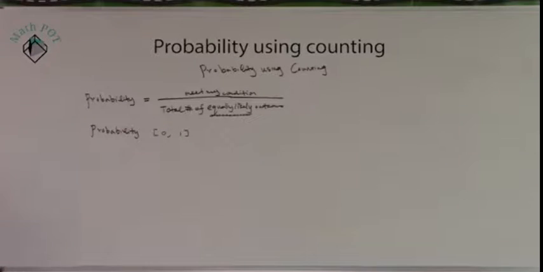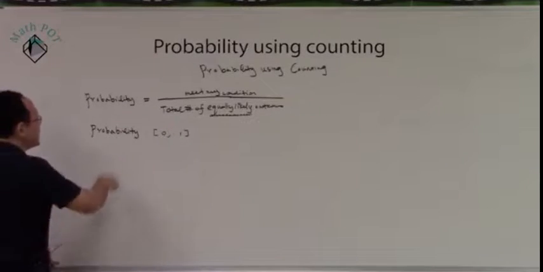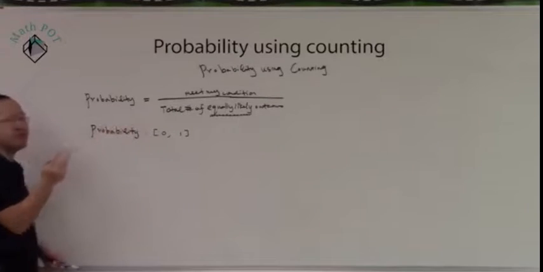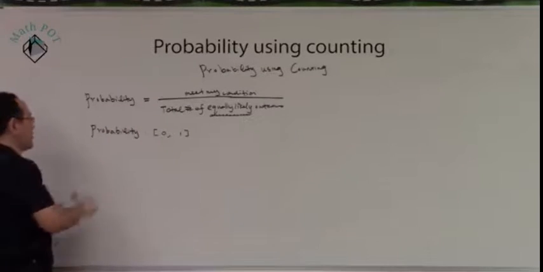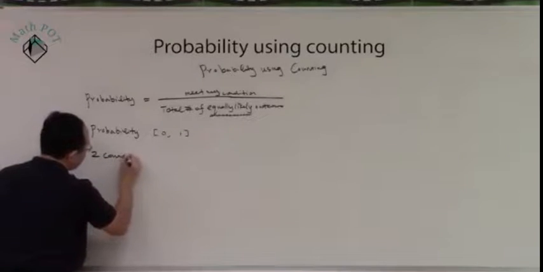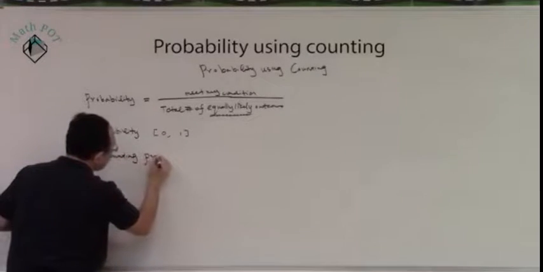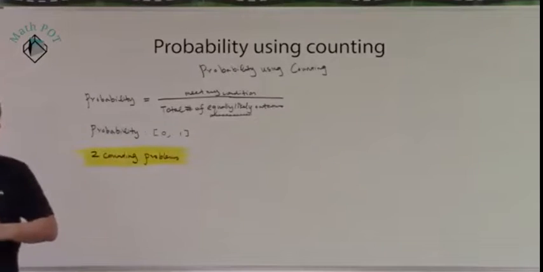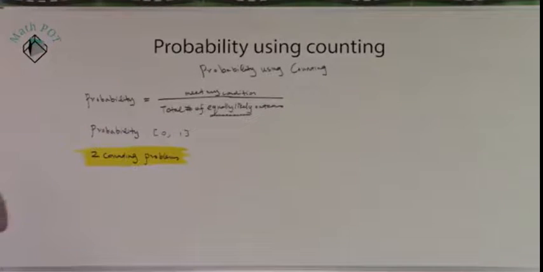Another thing you need to realize is that a probability problem is nothing but two counting problems. That is super important. If you look at the top part and the bottom part, they are both about counting problems. That implies if you know counting problems well, you should have no problem with probability problems.